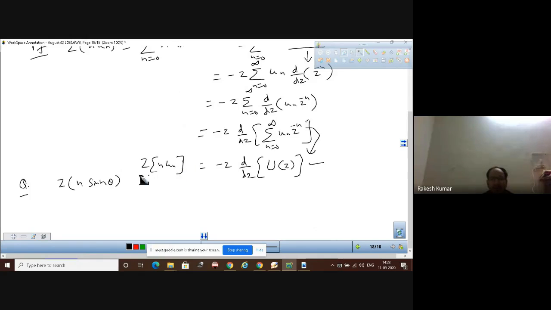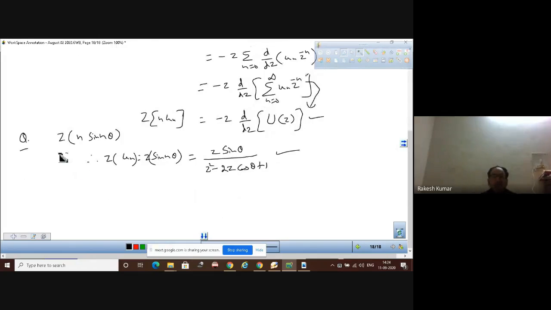It is clear n is n here, and what is the u n? That is sine n theta. So u n is sine of n theta, and we must know the Z transformation of u n. Means to say that Z transformation of sine n theta, by the formula it was done earlier, is z sine theta upon z square minus 2z cos of theta plus 1. This is by the formula.